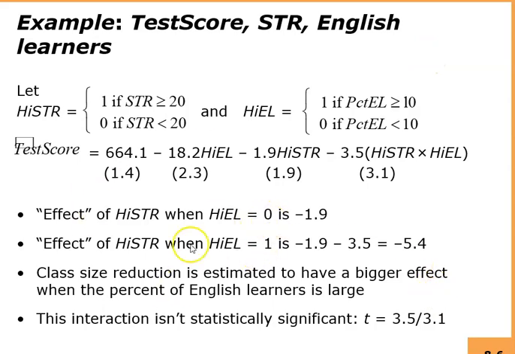Another thing that you should always be looking at is whether the coefficient of the interaction term is significant or not. When we actually find this significance, 3.5 divided by 3.1, which is the standard error, will not lead to a t-stat which shows significance for this coefficient. So this interaction coefficient is not really significant, so we should not put too much value in this term.